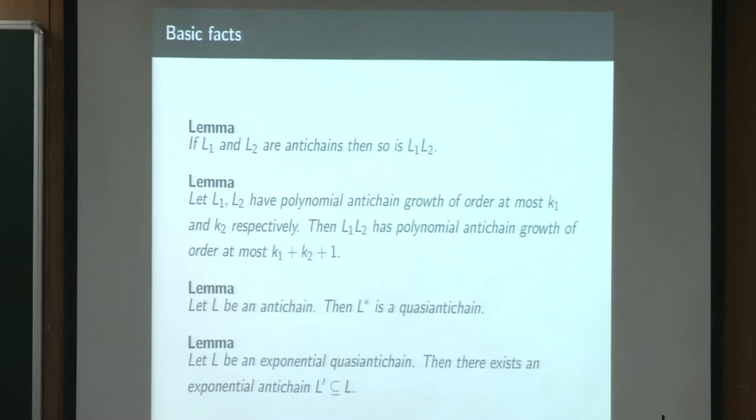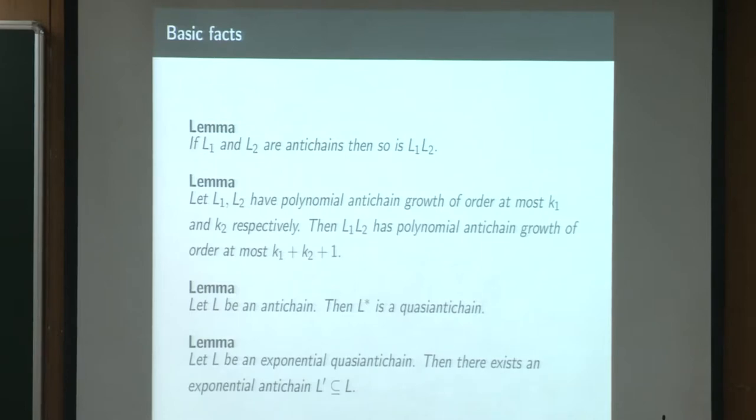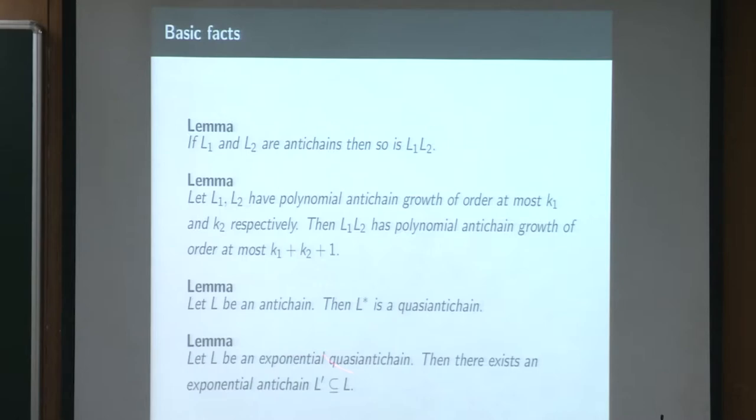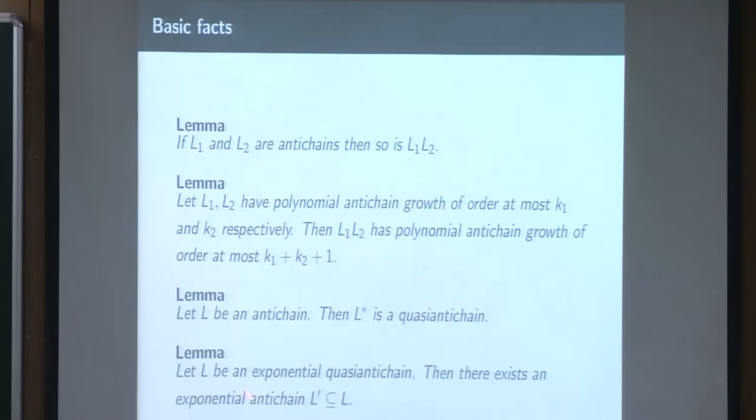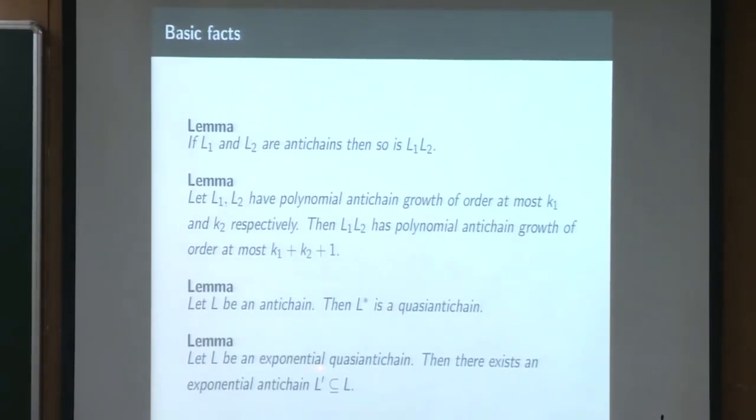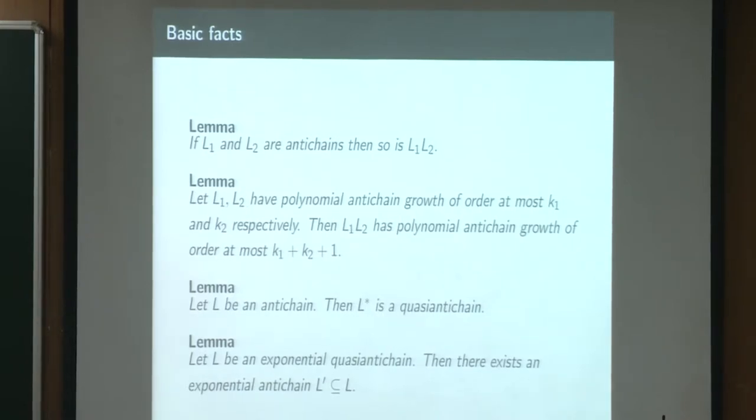Well, there's no hope of getting a version of this for Kleene star, because after all, L star is going to contain lots of prefixes. So it can't be true that if L is an antichain, then L star is an antichain. But the next best thing is true. It's an antichain apart from those prefixes, which means it's a quasi-antichain. And that's good enough for government work, because if what you care about is polynomial versus exponential, a quasi-antichain is just as good as an antichain, because there's a Ramsey theory type argument that says that if you have an exponential quasi-antichain, then actually you contain an exponential antichain.